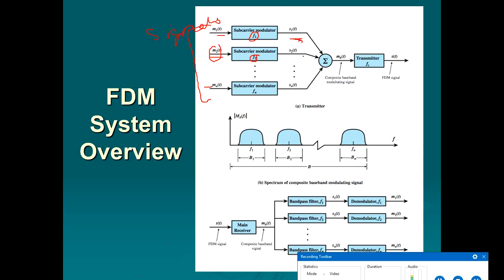The resulting analog modulated signals are then summed to produce the composite baseband signal. So after this we will have some signal, and these signals are added together to produce a summed up baseband signal. The signal produced by combining all these modulated signals is called the baseband signal. Now why is it called the baseband signal?